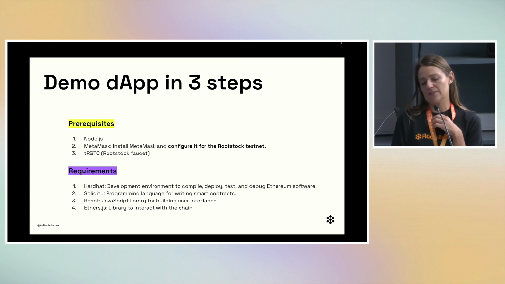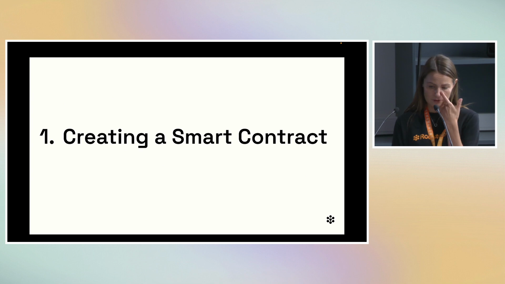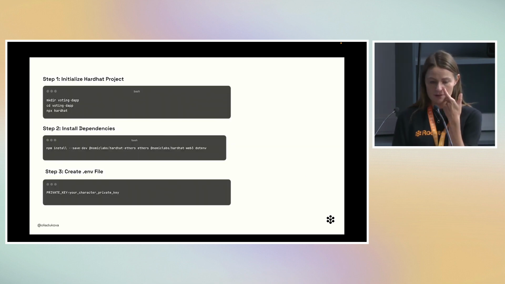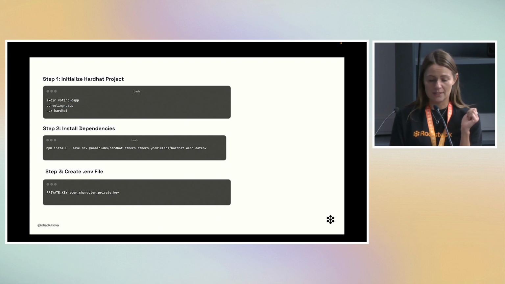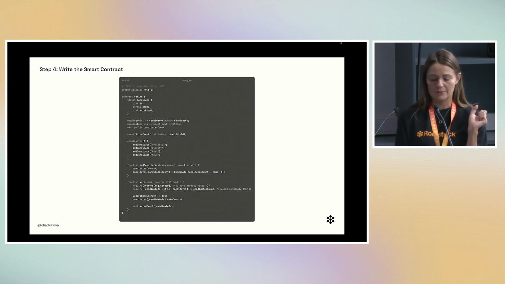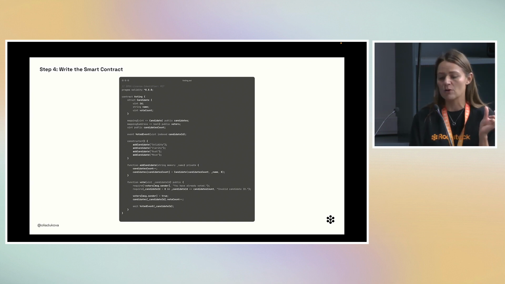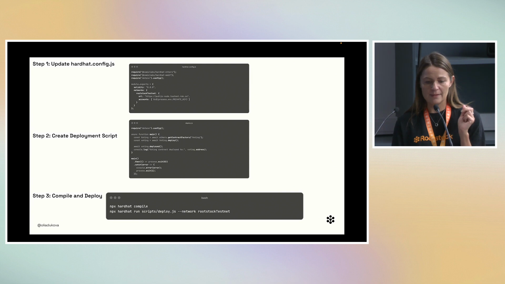And then Hardhat, Solidity, React, and EthersJS. I'm sure you guys are familiar with all of this. I'm not going to dive into it. So, creating a smart contract: we initialize the Hardhat project, install dependencies, and then we create a .env file where we store the private key. All pretty basic. Then a smart contract in Solidity. This is very basic. It just takes a vote for your favorite smart contract programming language. Then we update the Hardhat config file with a Rootstock URL, create a deployment script, and that's pretty much it. We compile and deploy, and it should work.